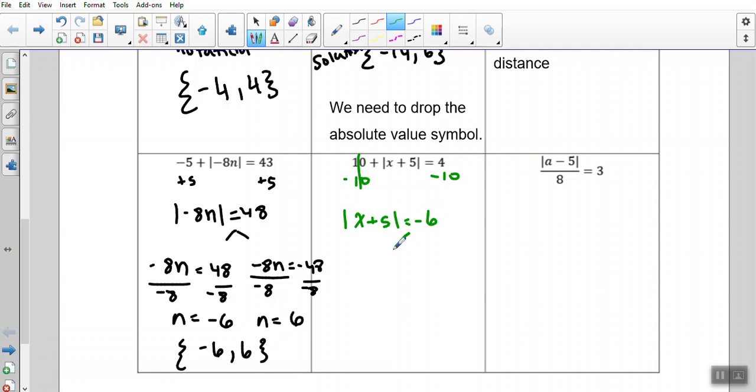And then when I go to split this, you notice how it's a negative here. I can't have that, so I'm just going to say no solution to this. Originally, the problem started off with the positive, so I kept going, but then once I took out the 10, I got a negative and an absolute value. This, we cannot have a solution to this.